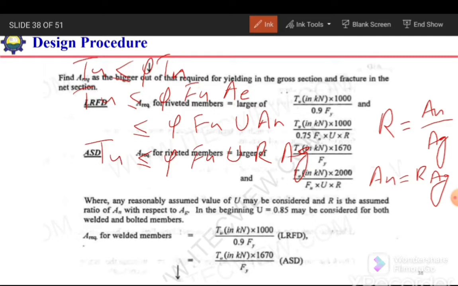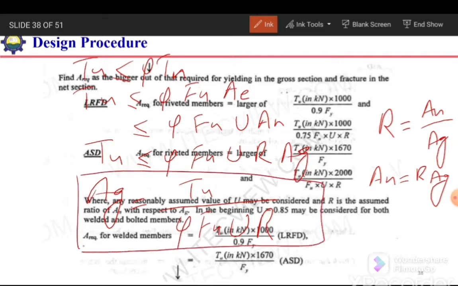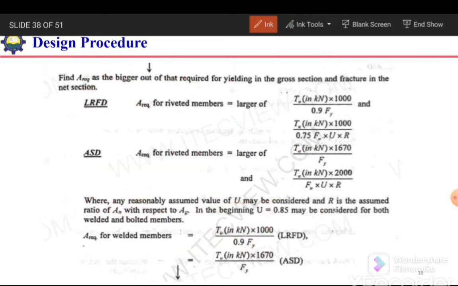So if we equate this equation and rearrange, then A_g will become T_u over phi F_u U R. Here U is the reduction factor or shear lag factor, and R is the ratio of net area over gross area. So we can estimate the gross area required to resist the tension rupture or to avoid the tension rupture failure. So from these two equations, we can estimate the gross area for the required section.